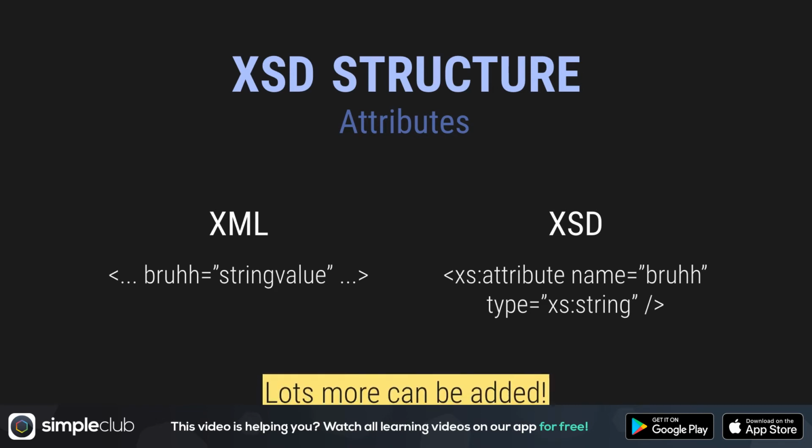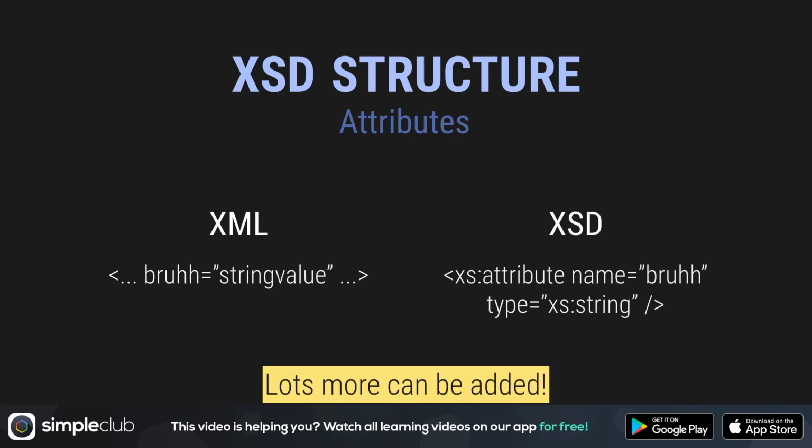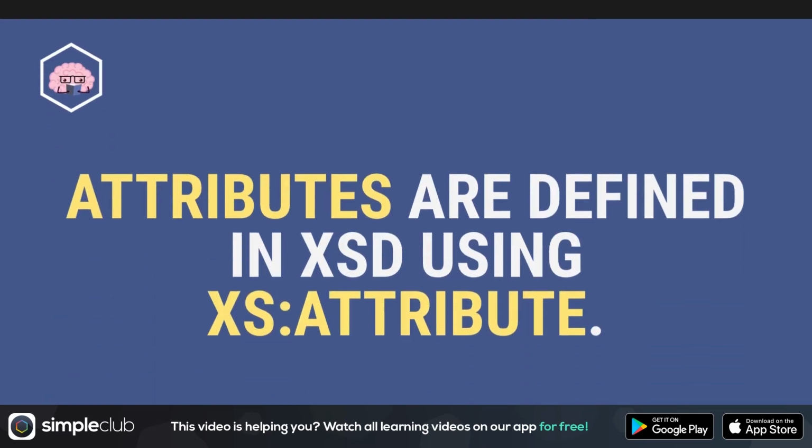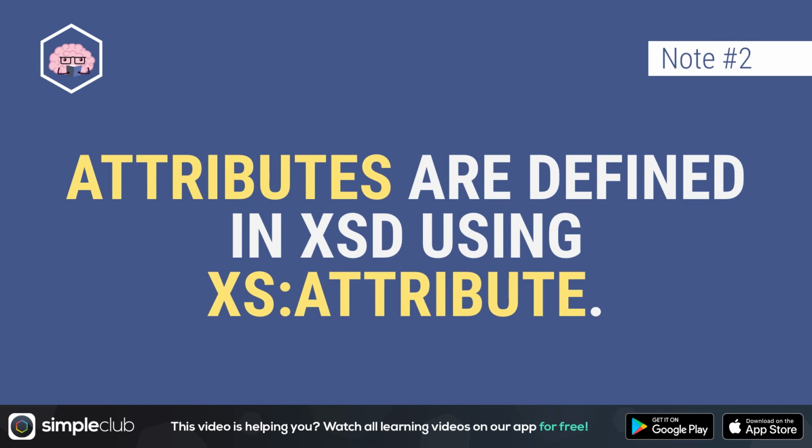And that's about it. Of course, there's all kinds of other stuff that goes in there too. And in our next video, we're gonna also look at how exactly we get the attribute in the right tag. For now, just remember that attributes are defined in XSD using XS:attribute.